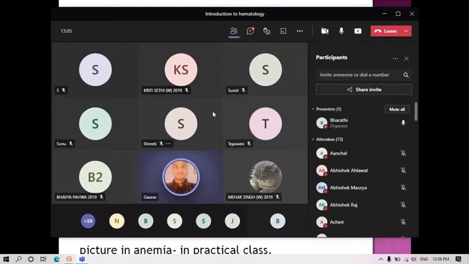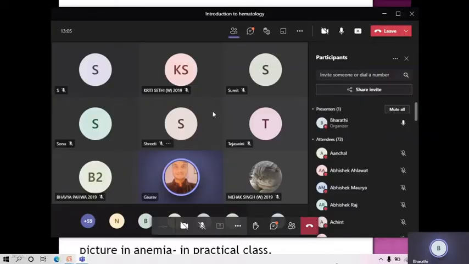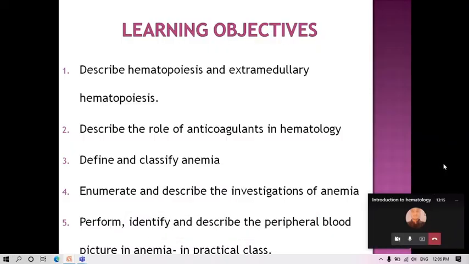Okay, so from today we will start hematology, and as you all know, as per the new MCI UG curriculum, you have these specific learning objectives which you must be aware of.